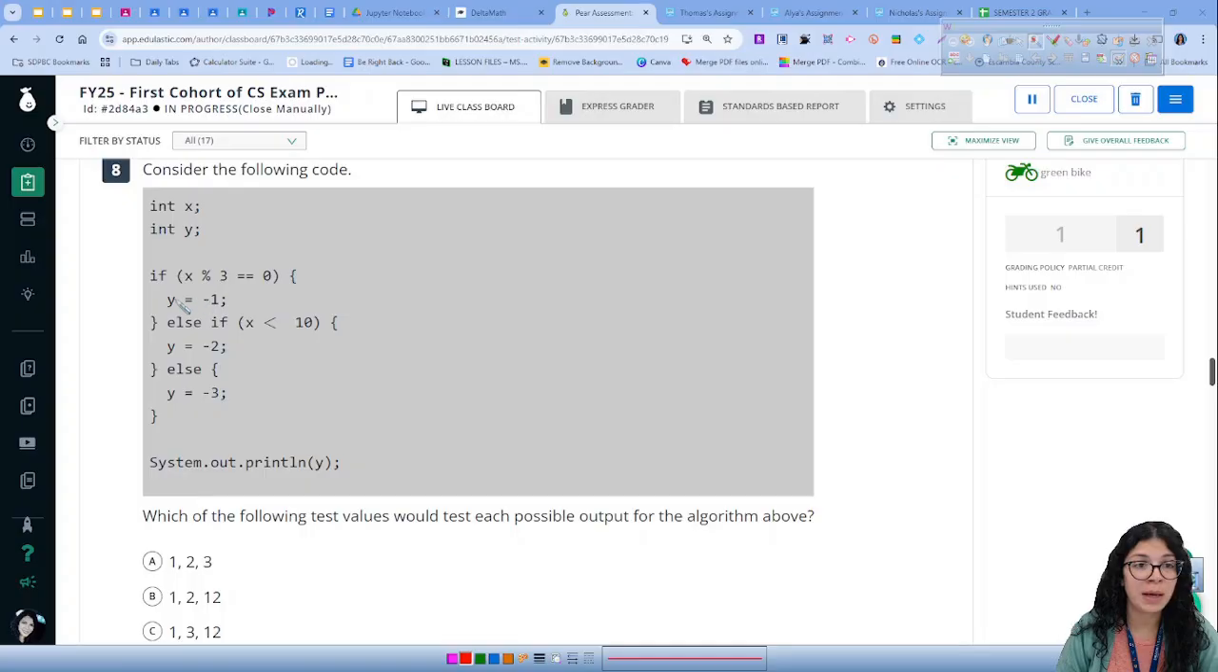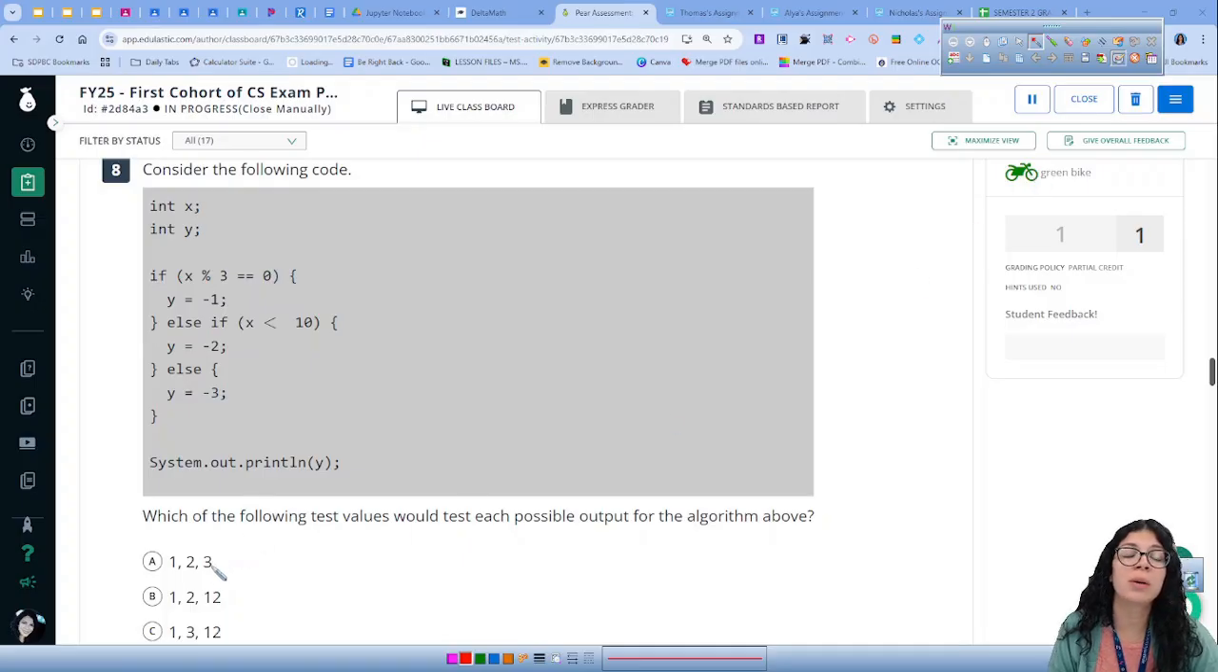One case would be that y is set to -1. The second case is that y is set to -2. And the third case is that y is -3. The first case would happen if the first condition is true. The second case will happen if the first condition is false and the second condition is true. And the third case will happen if the first condition is false and the second condition is also false, and then automatically the else would run.